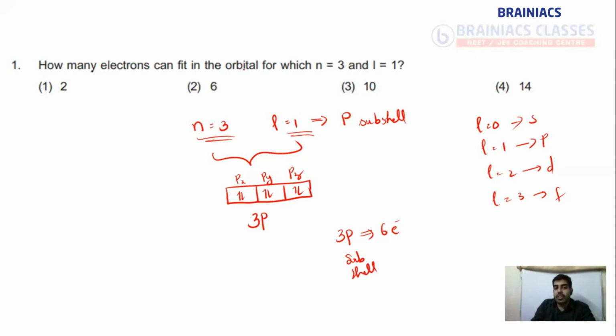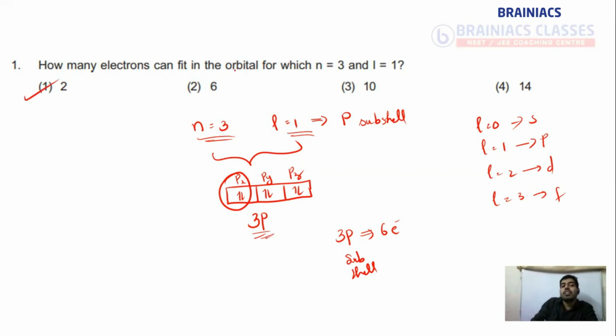Now, how many electrons can fit in the orbital? For 3p, there are 3 orbitals, px, py, pz. Each orbital contains 2 electrons, so we can place a maximum of 2 electrons in each orbital. The question asks about the orbital, not the subshell. In the 3p subshell we can place 6 electrons in total, but one orbital of the 3p subshell holds 2 electrons.